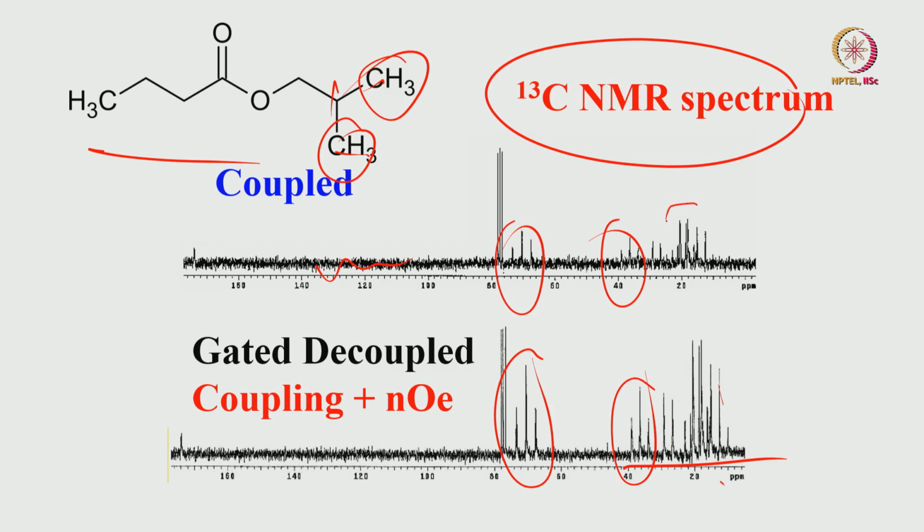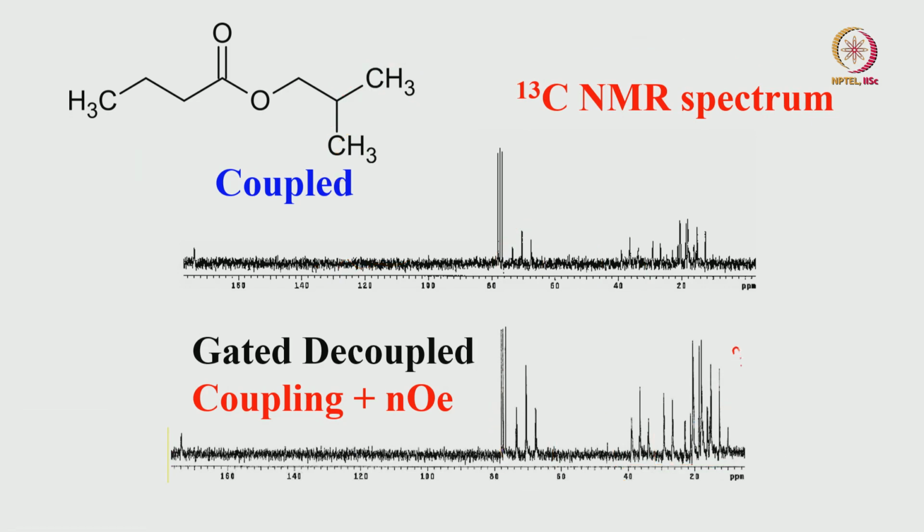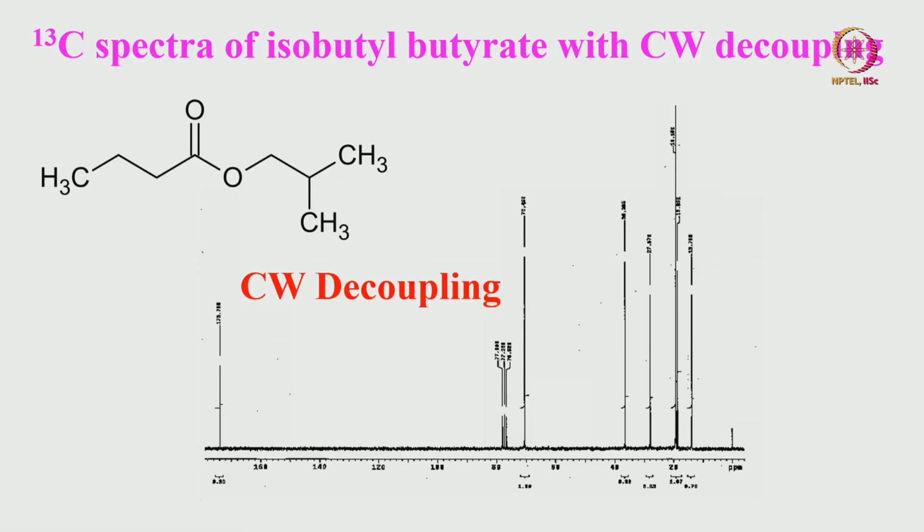Because of NOE you can see an enormous rise in the intensity here. Look at this signal here, look at this signal here. We still got the coupled spectrum, but with enhanced intensity. This is a gated decoupled spectrum: coupling with NOE. Coupled spectrum plus NOE. The same thing you can do in a different way. You can do decoupling with NOE.